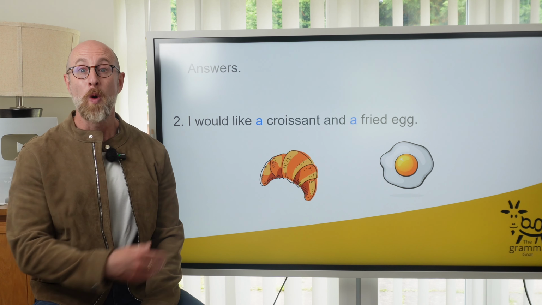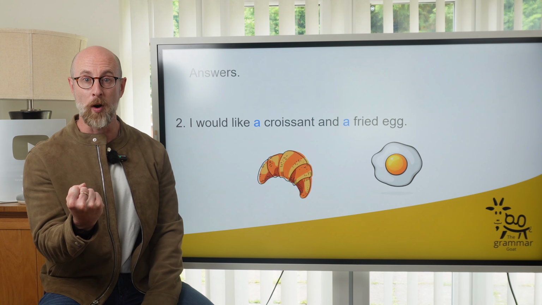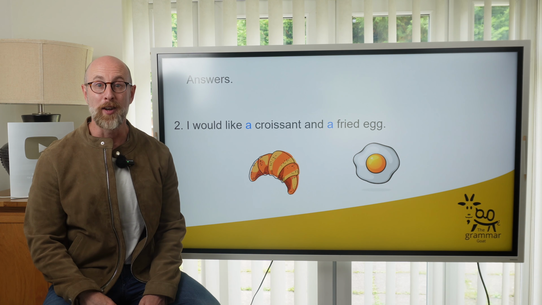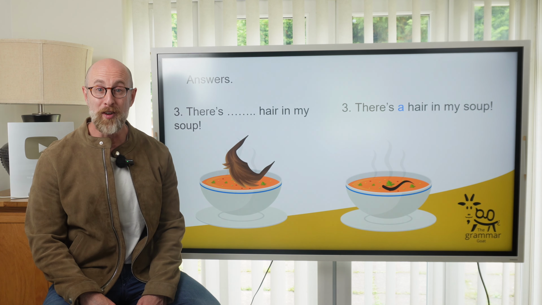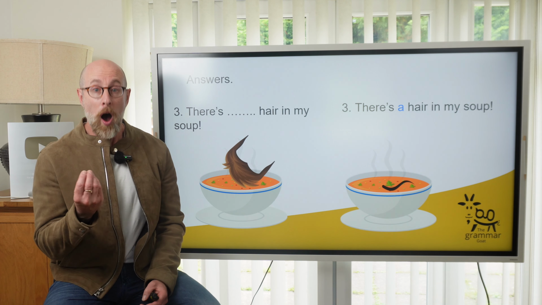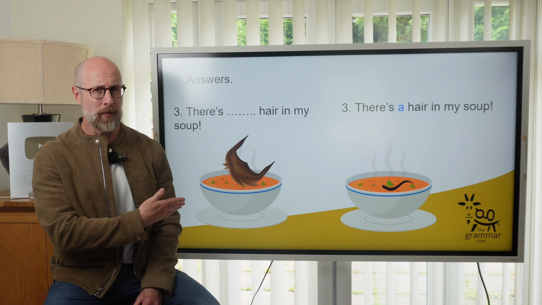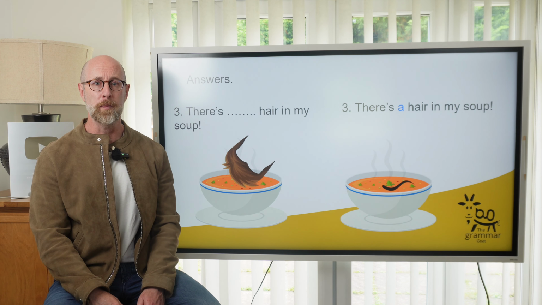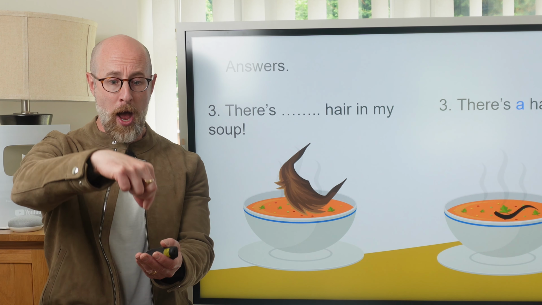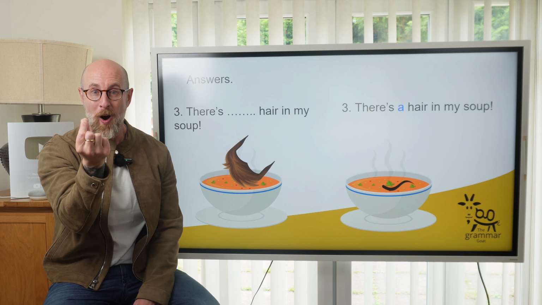In example 2, we're clearly talking about units, things we can count, a croissant, an egg. So clearly here we use the indefinite articles. Number 3, are we thinking about hair as a mass or a hair as a unit? Both are possible, but the first one, there's hair in my soup, is a little bit unlikely. More likely, there's a hair in my soup. A hair, a unit of hair.